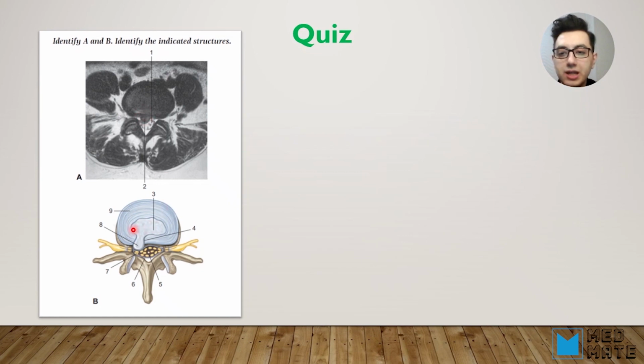I told you the inner portion is the nucleus pulposus, and the annulus fibrosus is the outer portion of the intervertebral disc. And this herniation is putting pressure on the spinal cord. Now, I think I've named all these structures here.